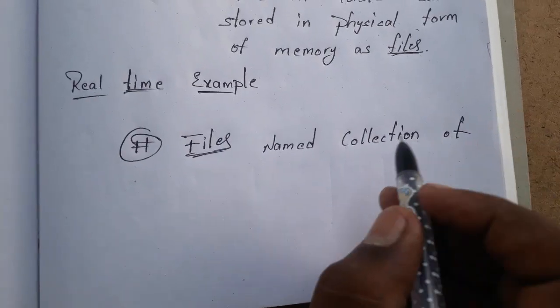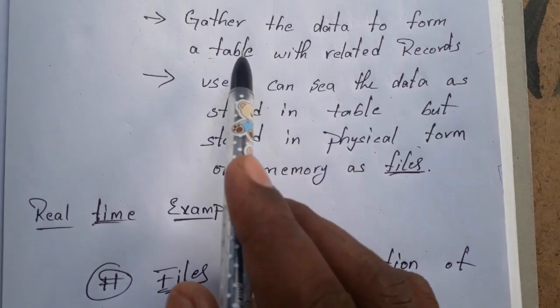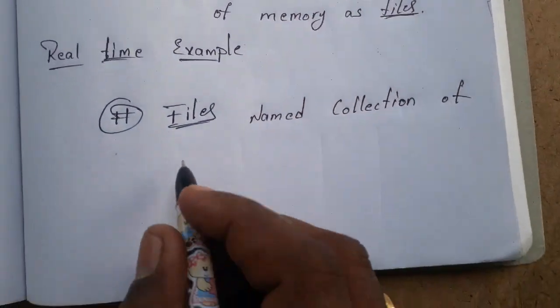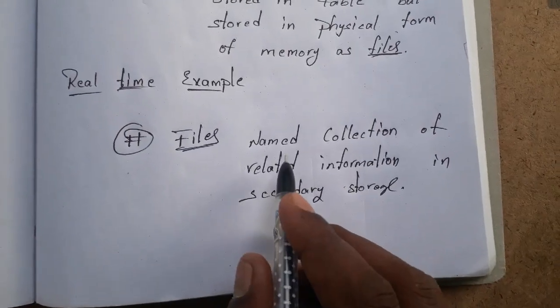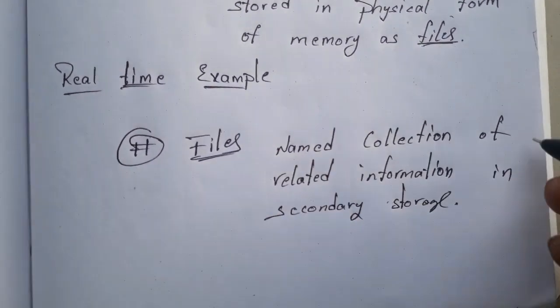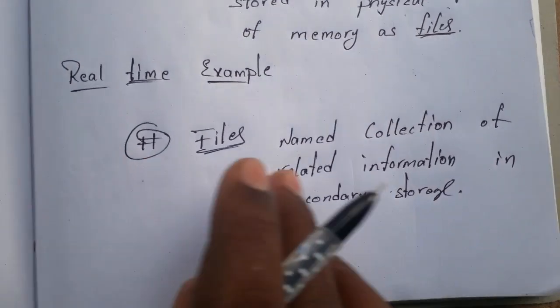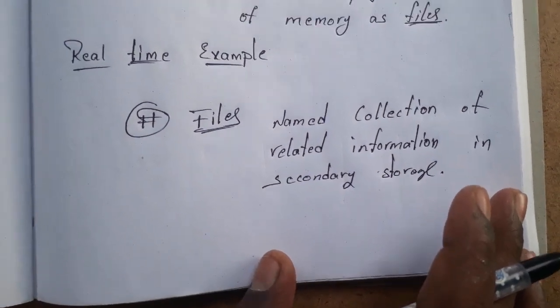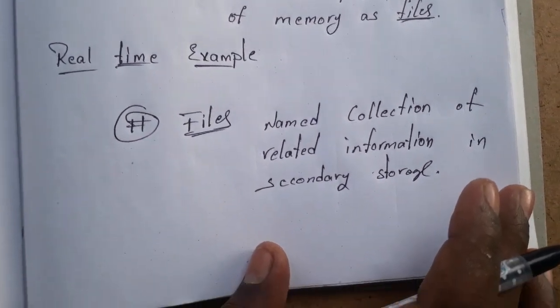A named collection of related information in secondary storage is called a file. What I explained before, I have explained now. And let me explain with a real-time example what the files are and what the DBMS is.